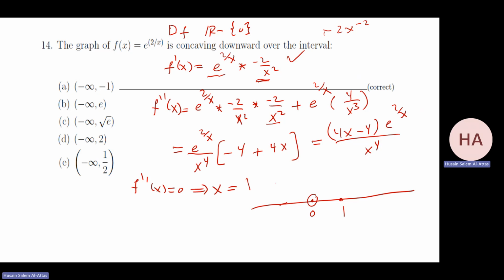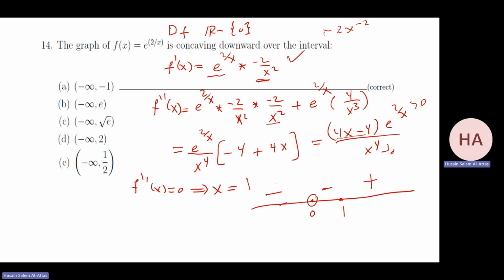Okay, take a value less than zero, negative. That gives me negative all the way. Take a value between zero and one, half. It is still negative. This is always positive, this is always positive, so the control is here. So this is also negative. From 1 to infinity, take a value, that will be positive.